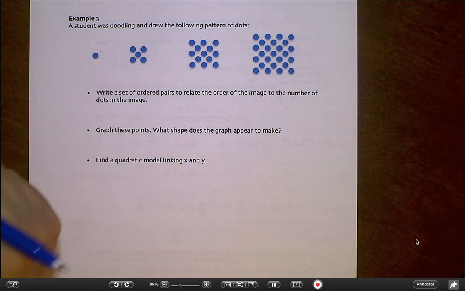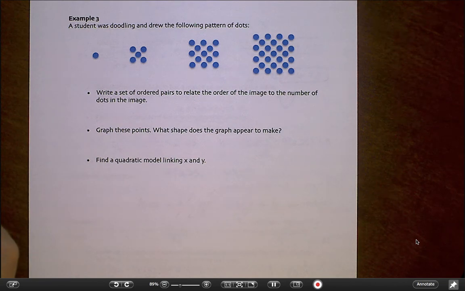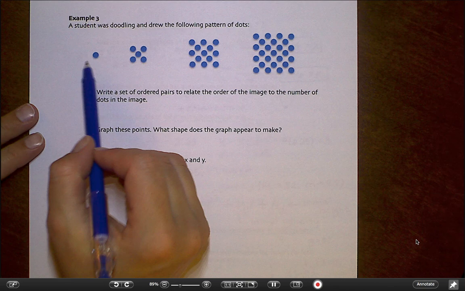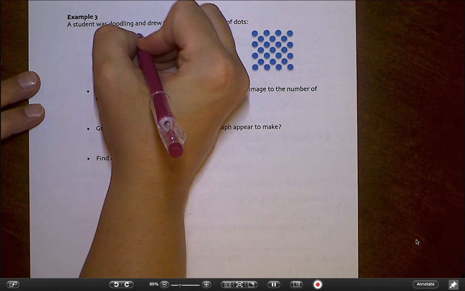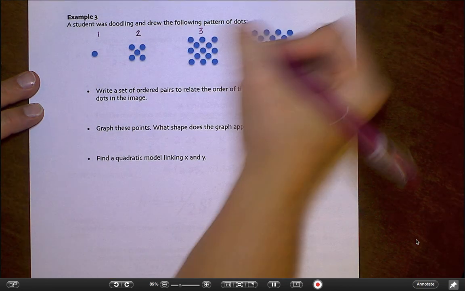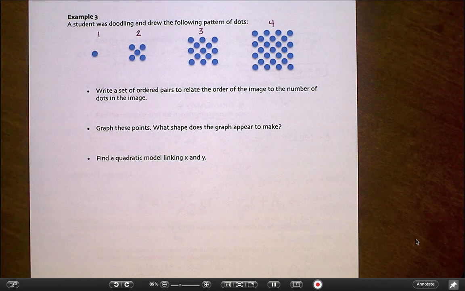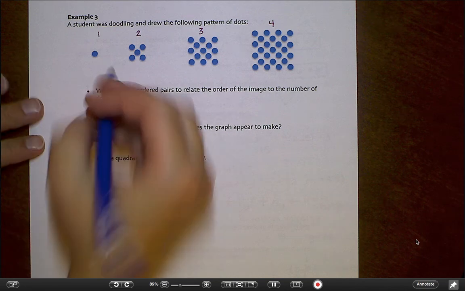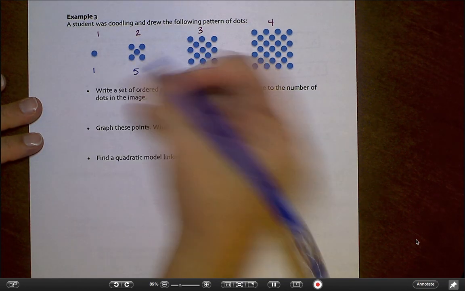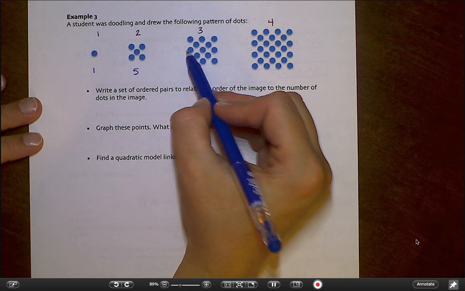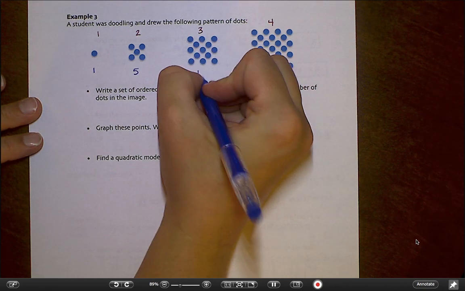And it says, write a set of ordered pairs to relate the order of the image to the number of dots in the image. So what I mean by that is I'm going to call this image 1. I'm going to call this image 2, 3, and 4. And then I want to say how many dots are in each picture. So this one has 1 dot. This one has 5. This is 3, 4, 5, 6, 7, 8, 9, 10, 13.